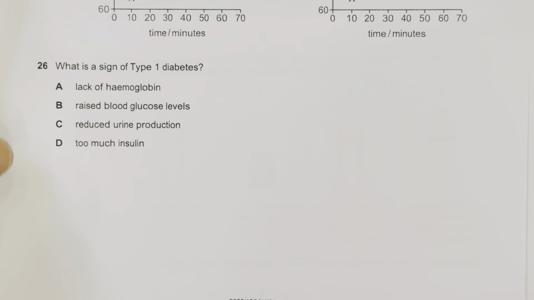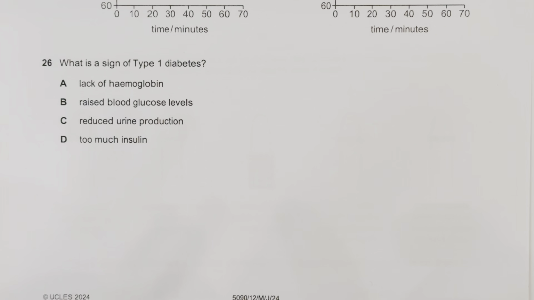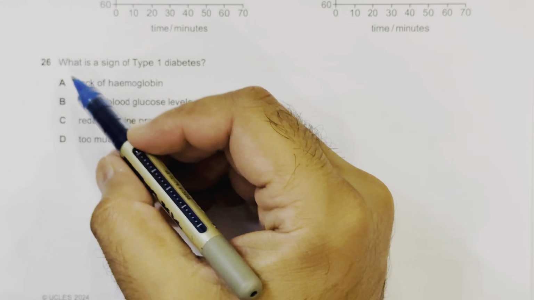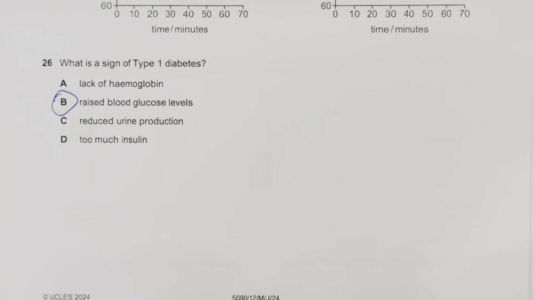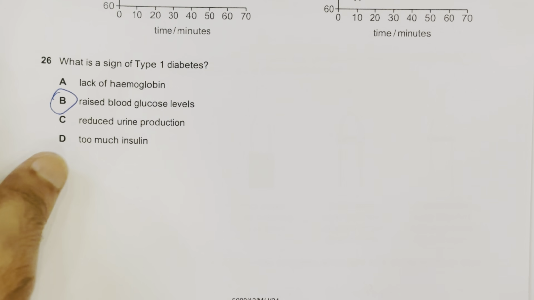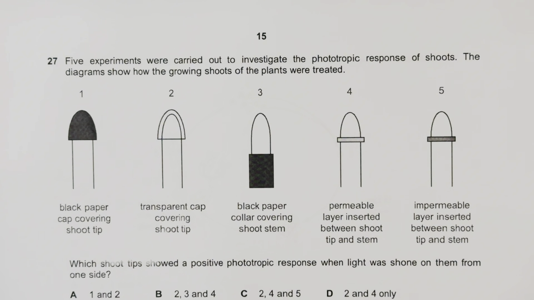What is the sign of type 1 diabetes? The sign of type 1 diabetes is a raised blood glucose level. So option number B is carrying that option. Moving to question number 27.